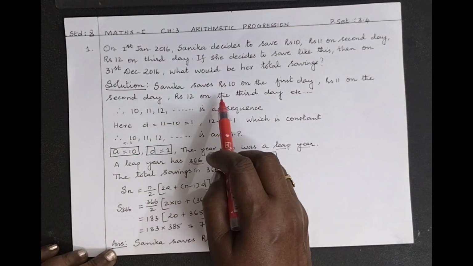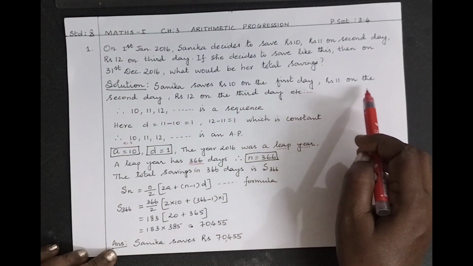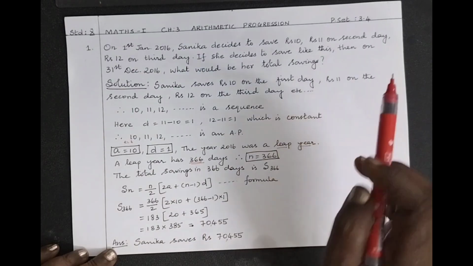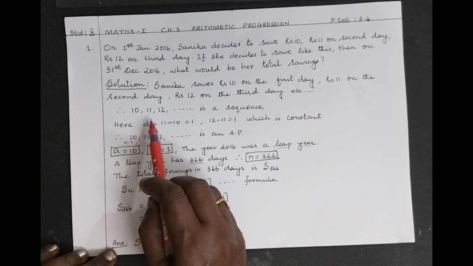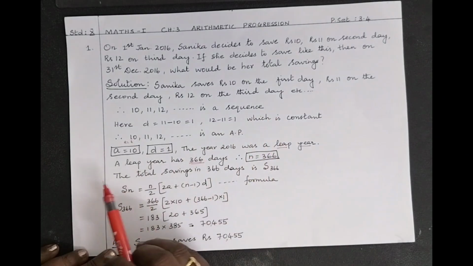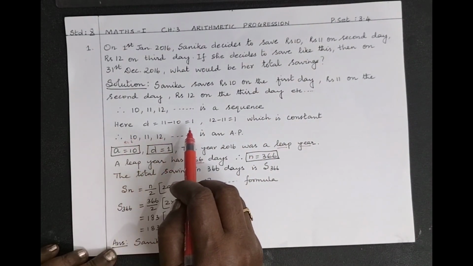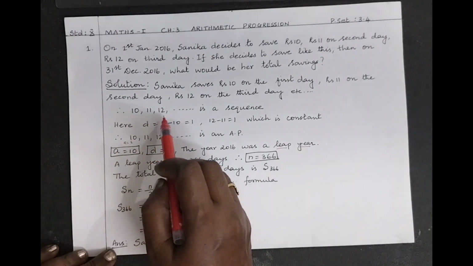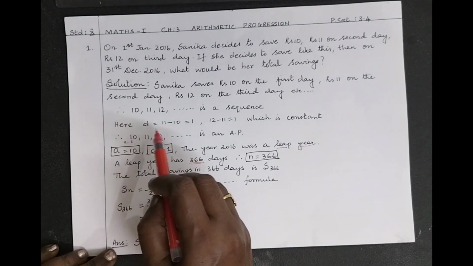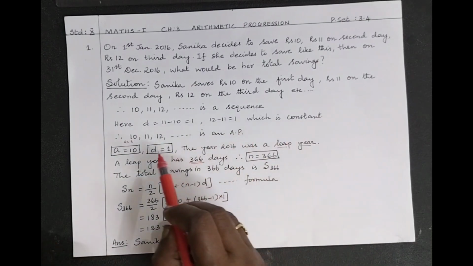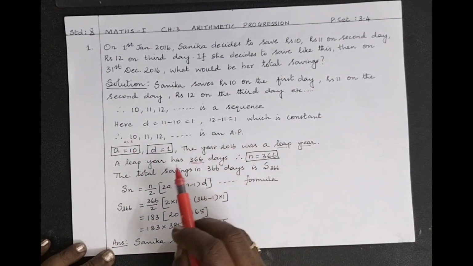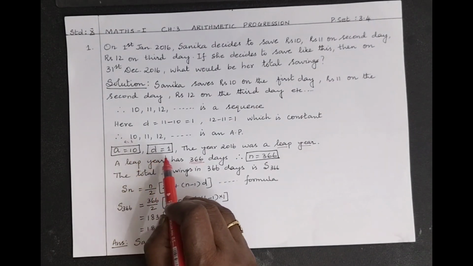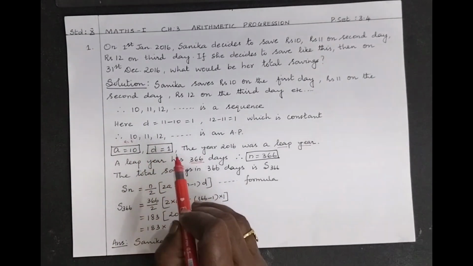Now Sanika saves rupees 10 on the first day, rupees 11 on the second day, rupees 12 on the third day and so on. Therefore 10, 11, 12 etc. is a sequence. Since the common difference is 1 everywhere, that is, second term minus first term, third term minus second term is constant 1, this sequence is an AP. a is the first term, 10, d is the common difference, that is 1.